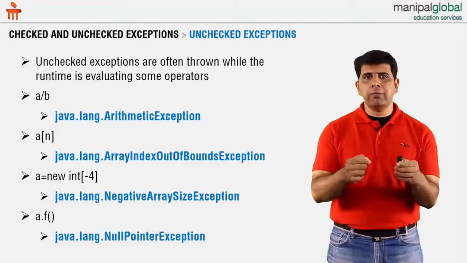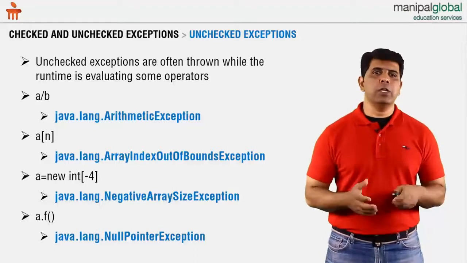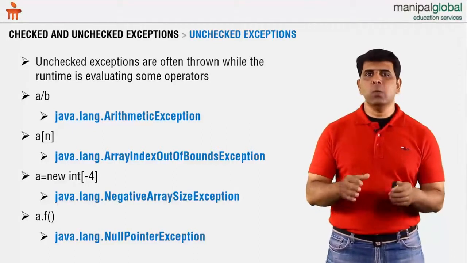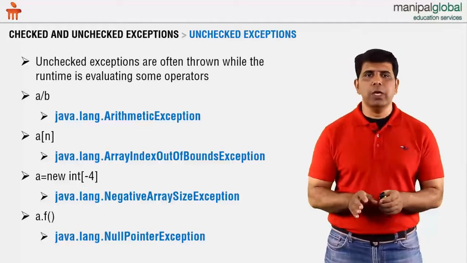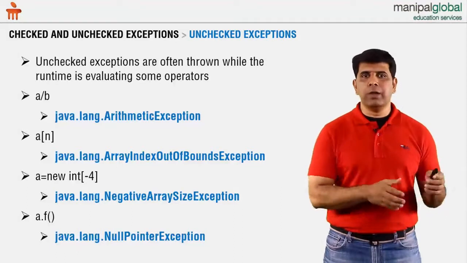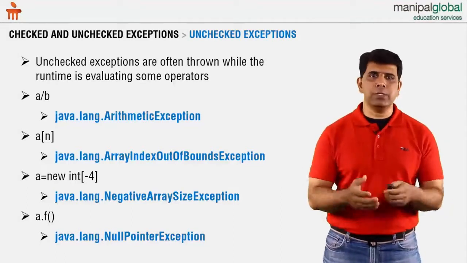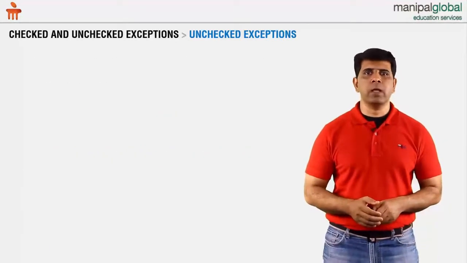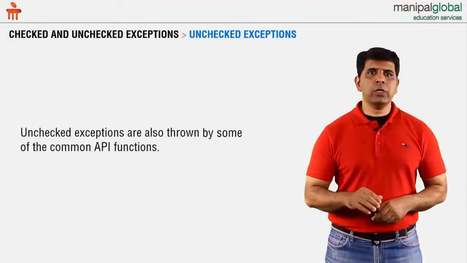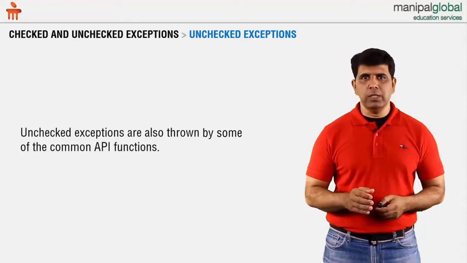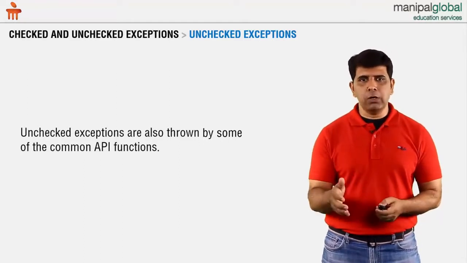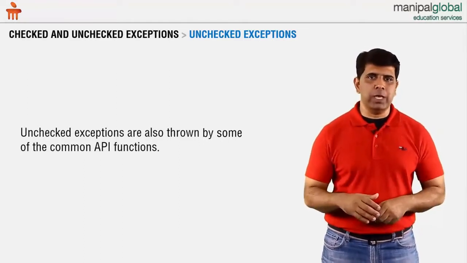So literally every function call you make is a potential problem. So this is the reason why Java compiler is not going to force exception handling on you. Otherwise, for every statement you have to put some exception handling mechanism. But you can also get these unchecked exceptions from some API functions. Now, not necessarily API functions alone, but I'm just showing you some of the API functions.